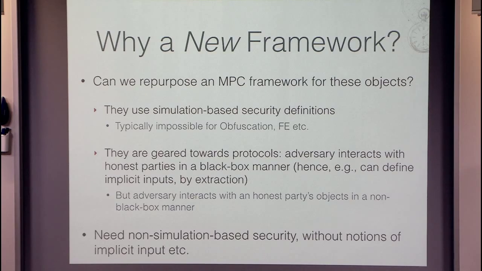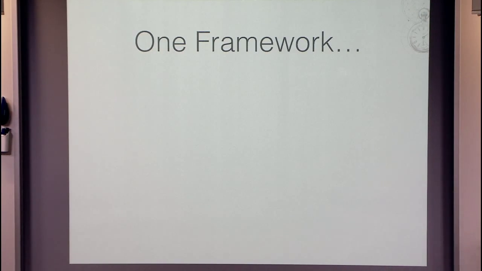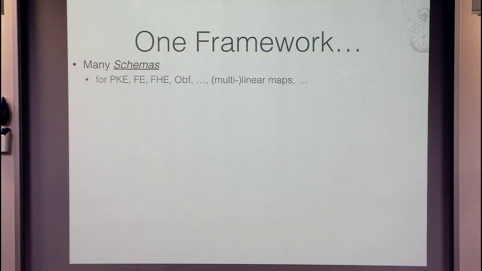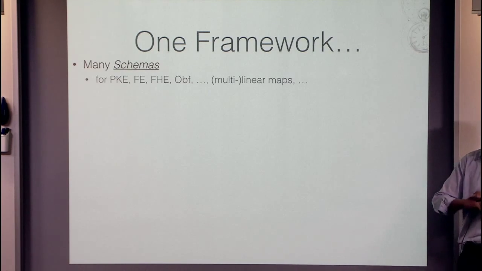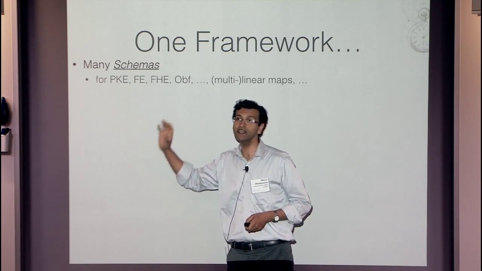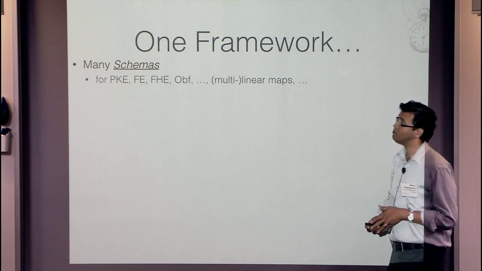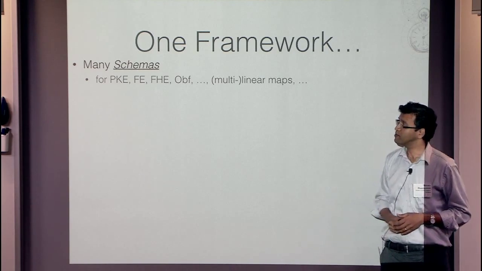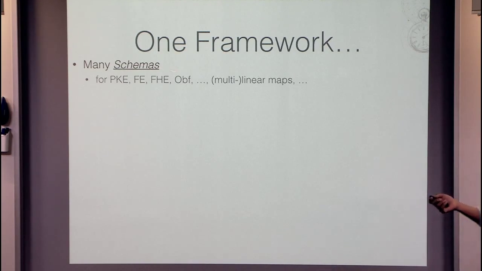So we need something new, okay? Something which doesn't depend on simulation, doesn't depend on things like implicit input. So that's the plan. So we're going to give you one framework, and within that framework, we'll try to capture a variety of objects. You could talk about public key encryption, functional encryption, FHE, obfuscation, even primitives like multilinear maps, and we call all these things schemas.